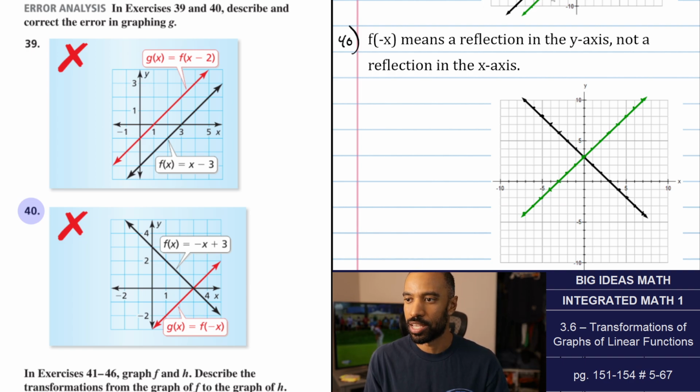The y-axis is this line right here. Hold on, I'm working on it. It's this line right here. That's the one that we reflect over. We don't reflect over the x-axis, but that would be the fix.